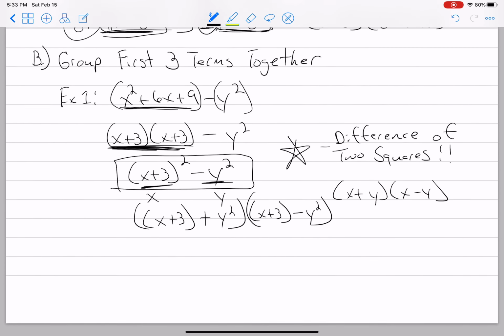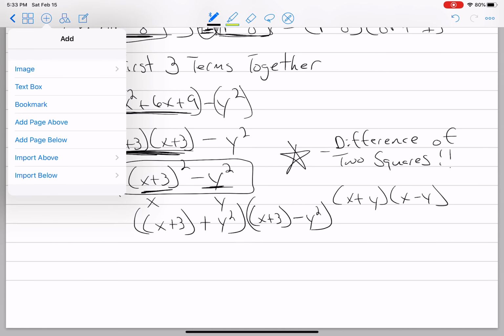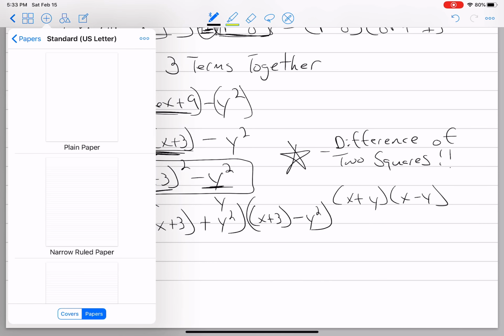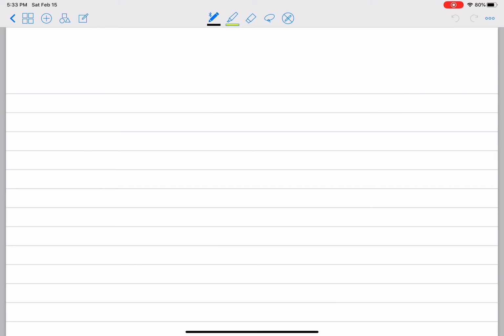All right, let's see if we could find, oh, I think I need a new page. Boom, page below. Let's get it. All right, let's see if we could do another one of these. Nah, we're not gonna. All right, the last one.